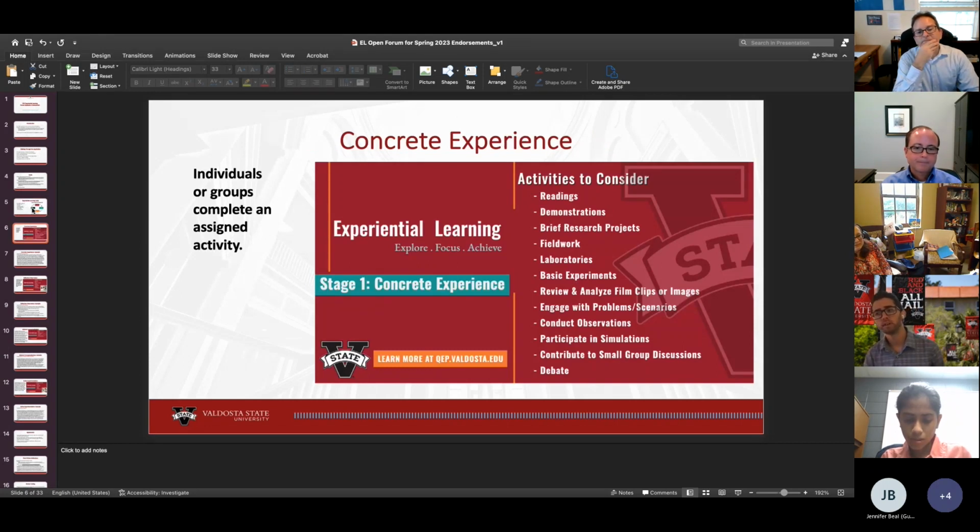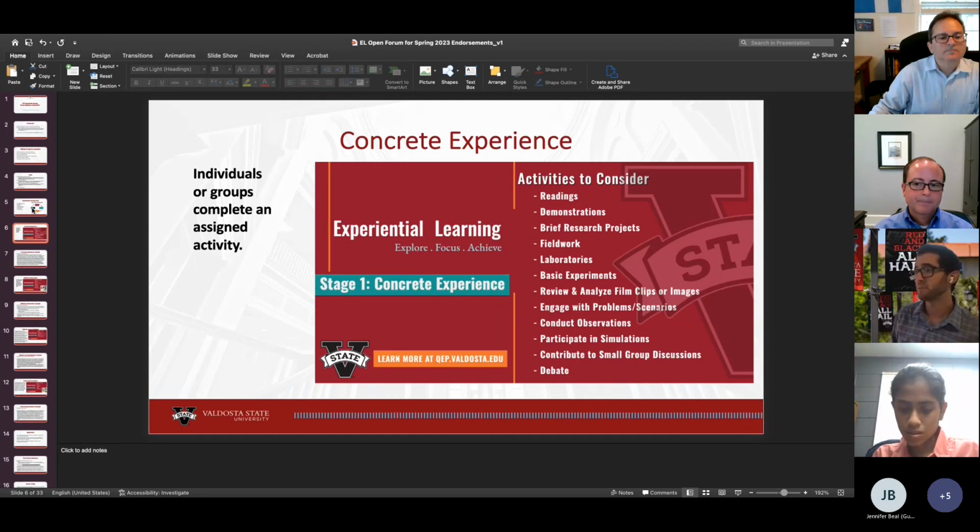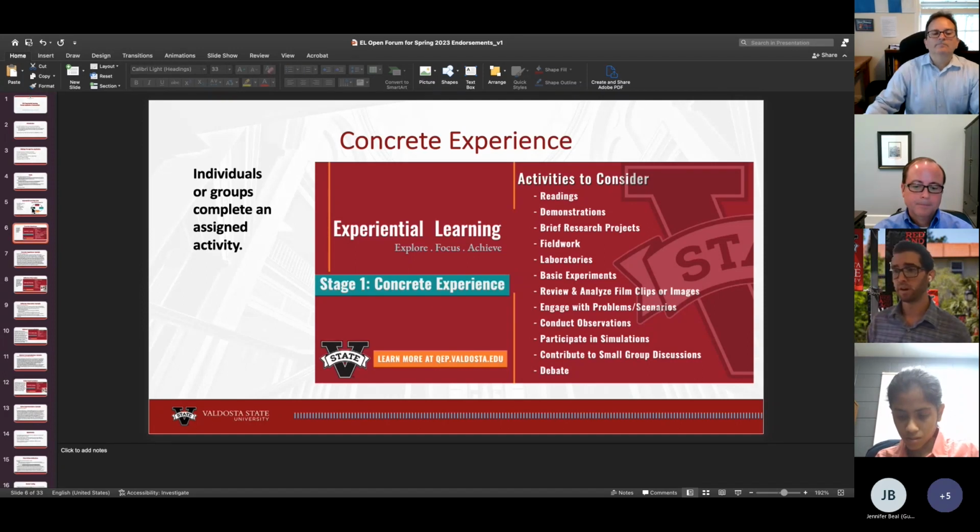First up, the concrete experience. Typically, your students are going to complete some sort of activity. As you can see here, there are a lot of different activities that can happen. In some instances, you might have them participate in some sort of simulation. Some of it is that you're doing training-type sessions, where you're setting up activities later in the semester as well. There are a lot of different approaches that this can take for an activity.